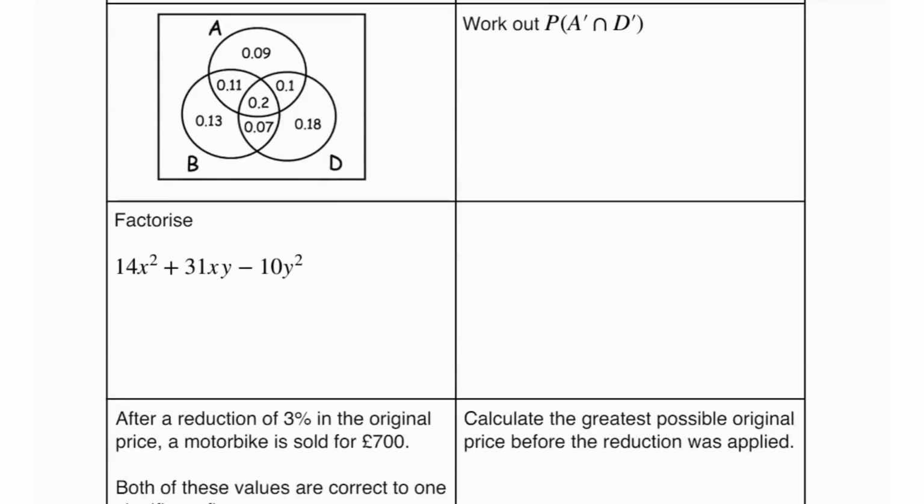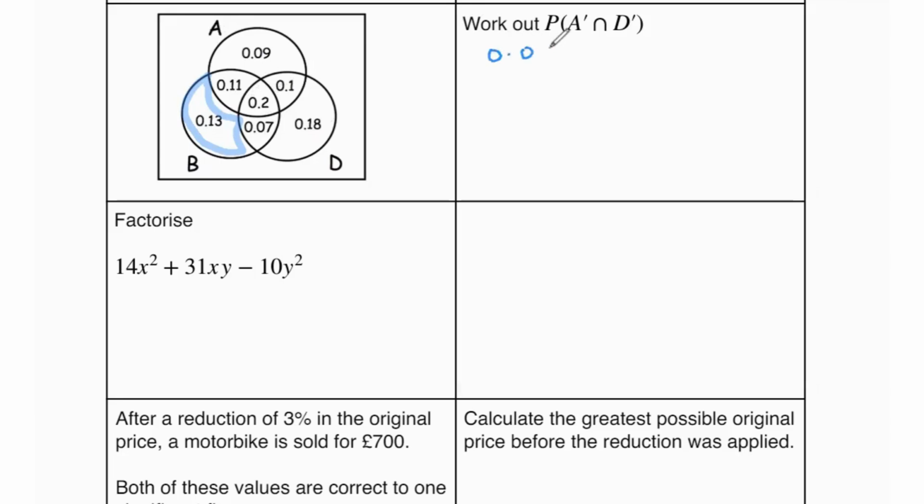In the next one, it says work out the probability of A complement intersection D complement. So A complement is going to be everything that is not a part of A. And D complement is going to be everything that is not a part of D. So if you think about it, that's going to be this part over here. In order to make sure that we're not missing out any values, I'm going to add all of these probabilities and see if they add up to 1.